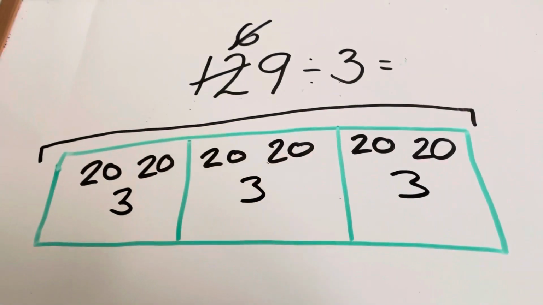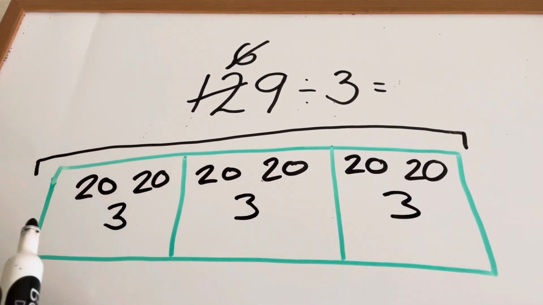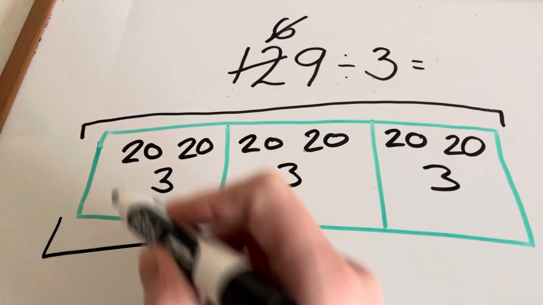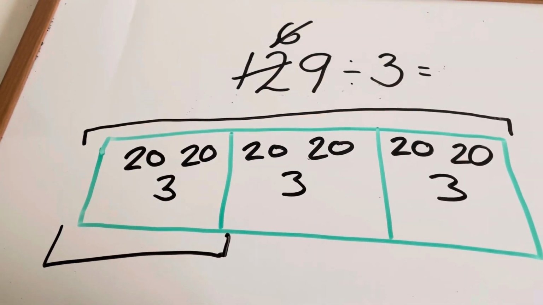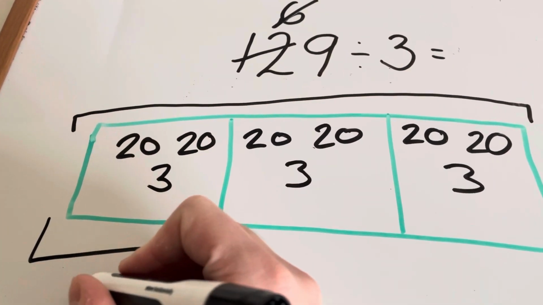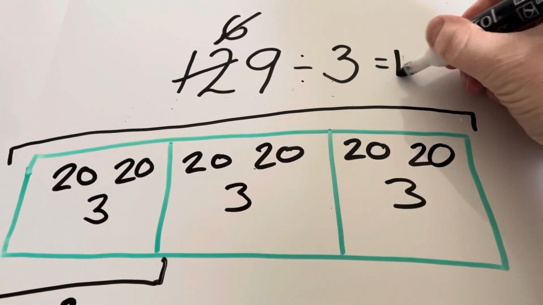Now, when we're dividing, we're not looking at the total, which is what we're doing when we multiply, because we're adding the same thing again and again and again. What we're doing is looking at just how much one person gets. So all I need to do is add 1 box up. So I've got 20, add 20, which is 40, add 3 is 43. The answer should be, and it is, 43.